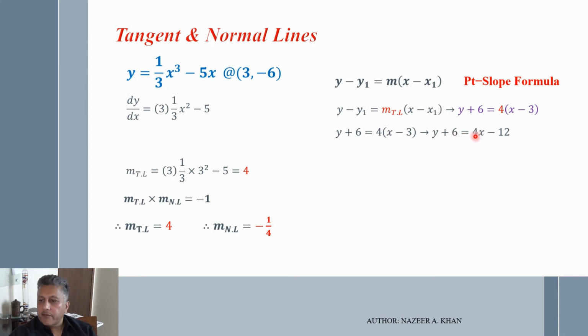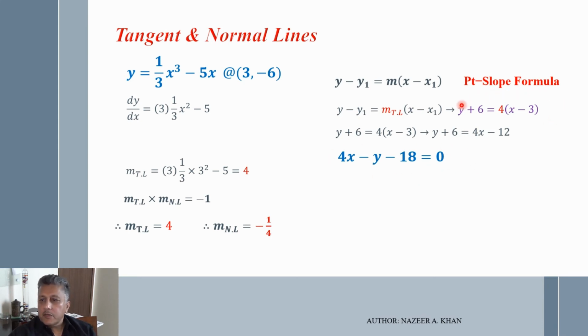And that's what we have here, 4x minus 12. I'm going to go and put it in general form. The x is positive here. I'm going to take the y over, I'm going to take the 6 over, and I'll come up with this. When I take positive 4x minus y minus 6, it will give you -18 equal to 0. So we have the equation of the tangent line right there.